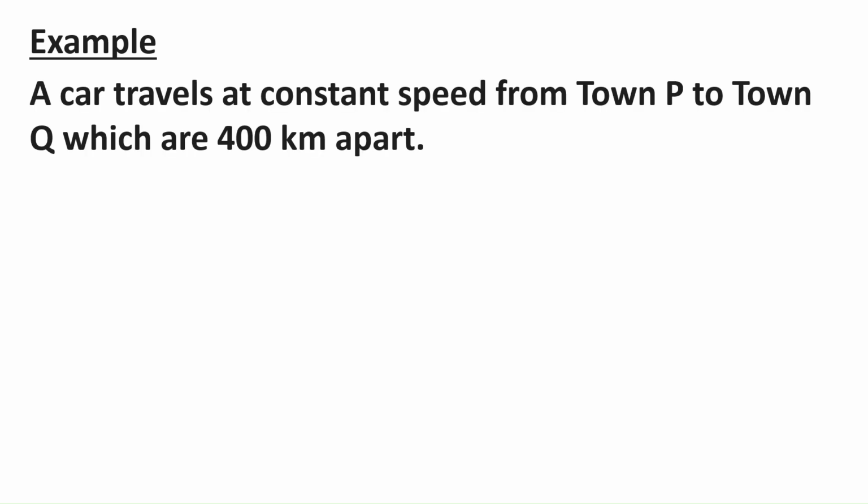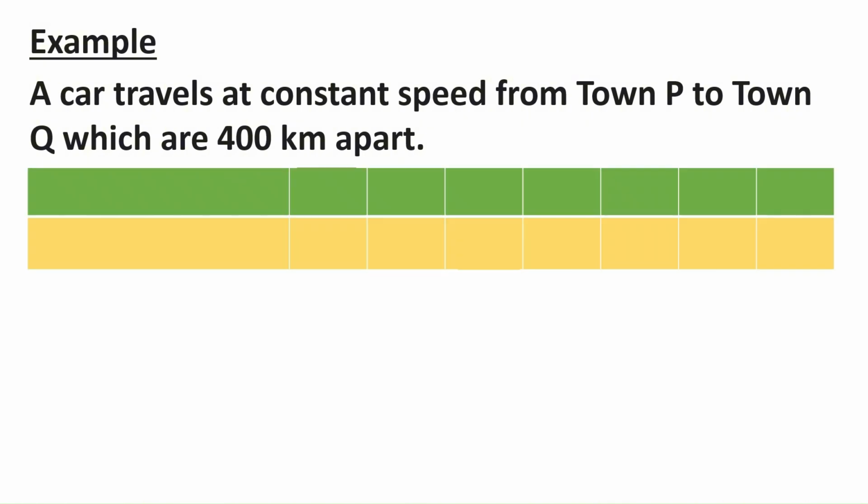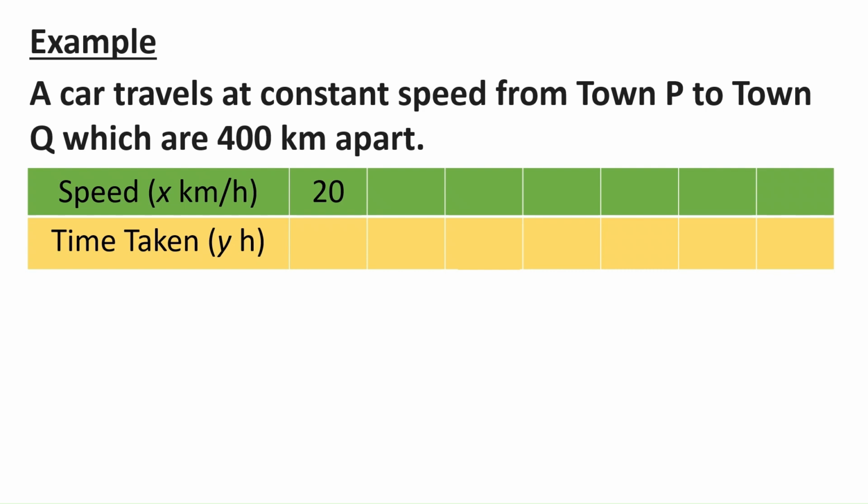Suppose a car travels at constant speed from town P to town Q, which are 400 km apart. We can use a table to represent the relationship between the two variable quantities, the speed, x km per hour, and the time taken, y hours. If the constant speed is 20 km per hour, the time taken will be 20 hours. If the constant speed is doubled to 40 km per hour, the time will be halved to 10 hours, and so on.